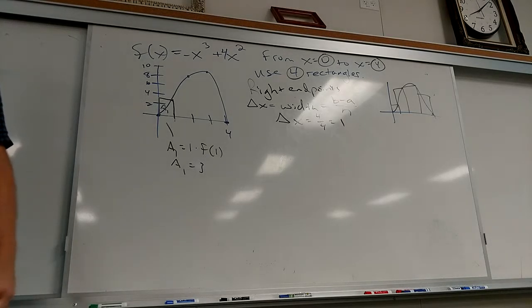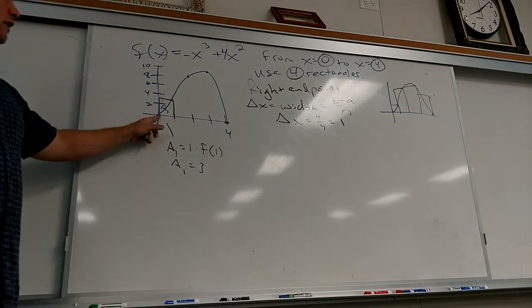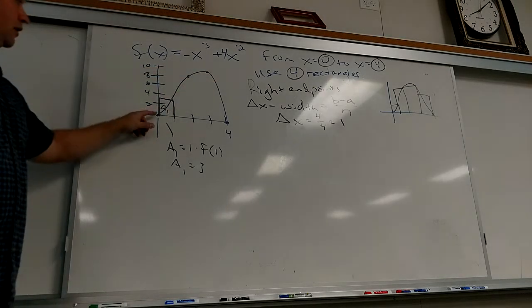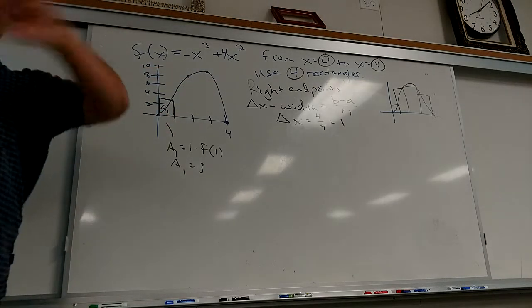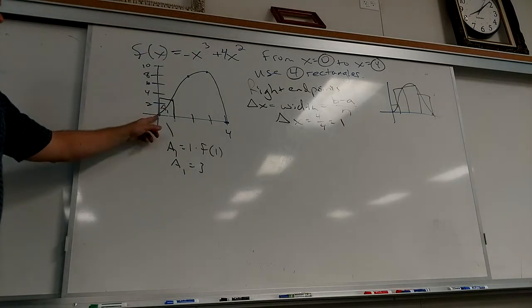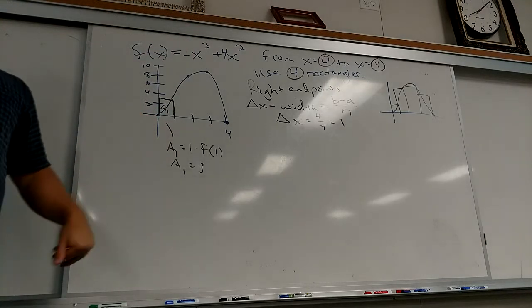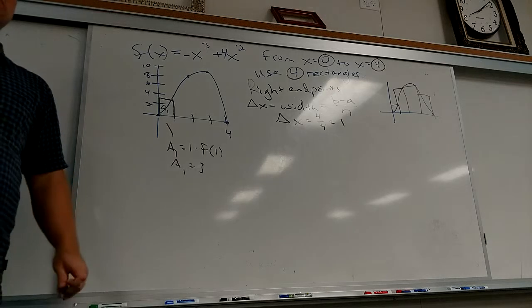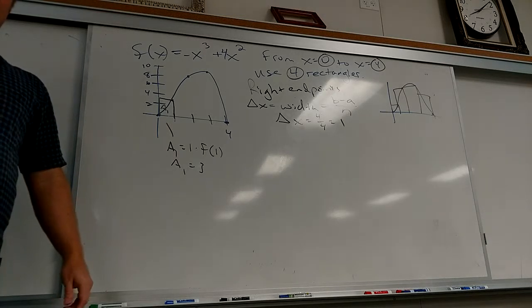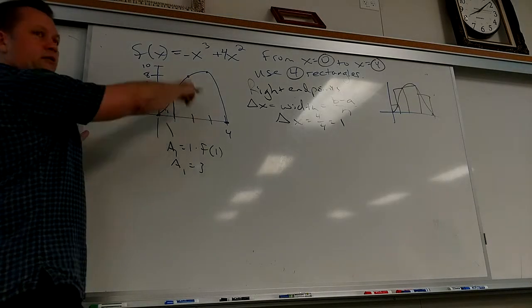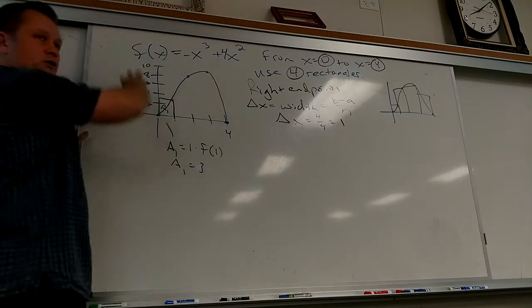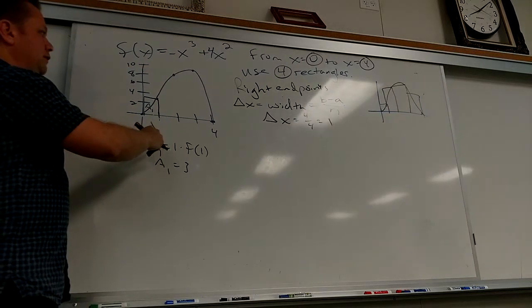Let me stop there for a second. I could have done left endpoints, and then the first rectangle would have had 0 area, because the height would have been 0. And we will do that in a minute. So can you draw the next rectangle in? Hopefully you've got this picture on your paper. Can you draw that next rectangle in?